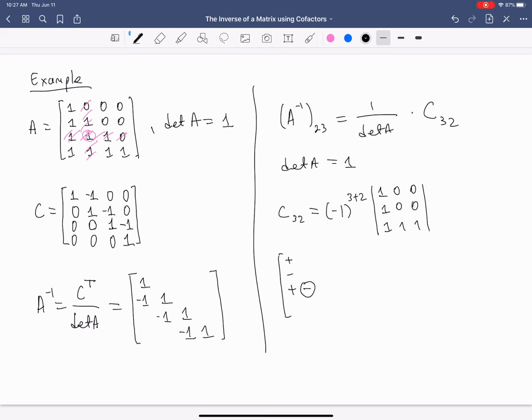And this is exactly what I would like you to write for me. I would like you to say C32 equals -1 to the power of 3 plus 2 times that determinant, and then compute what that is. That is 0, and so A inverse in the 2, 3 position is 0. Okay, now that's not 23, that's 2, 3 position. Okay, that's enough for that video.